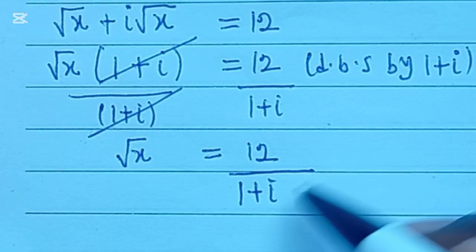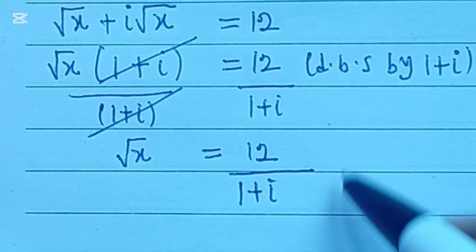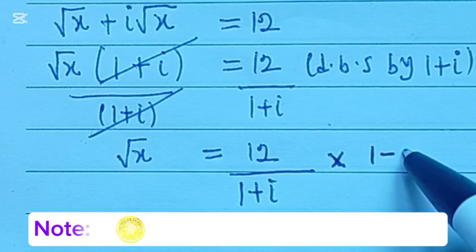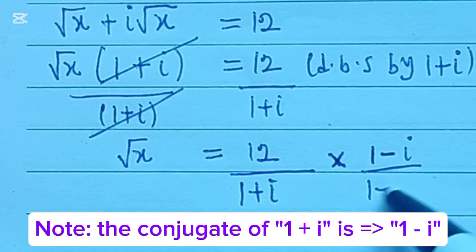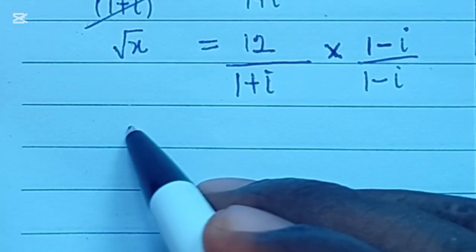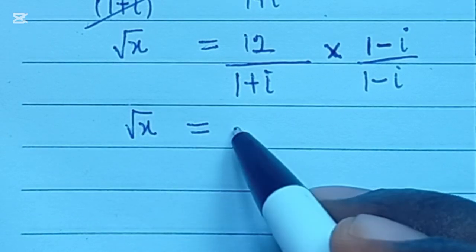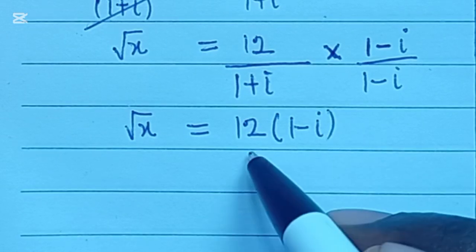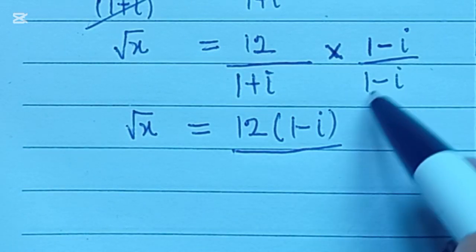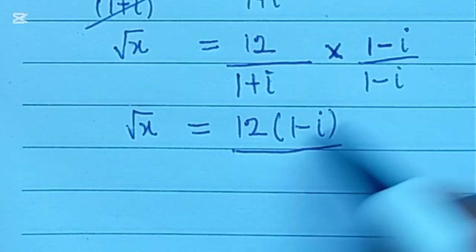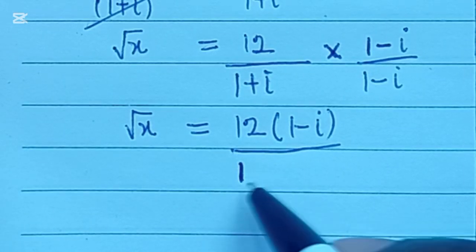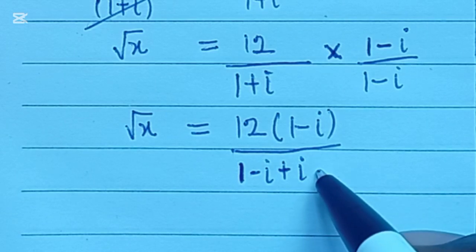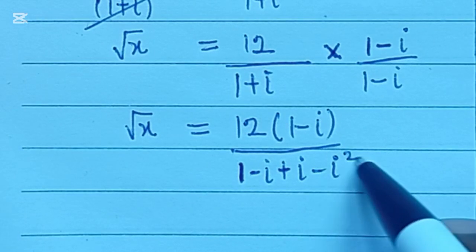What you can do in this case now, we can multiply the numerator and the denominator by the conjugate of the denominator. So we will multiply by 1 minus i over 1 minus i. So when you expand this, you're going to get root x is equal to 12, all right, bracket 1 minus i. When we expand the bottom, 1 times 1 gives us 1, all right. This is just by difference of 2 squares. We're going to get 1 minus i plus i, then we have a minus i squared, all right.